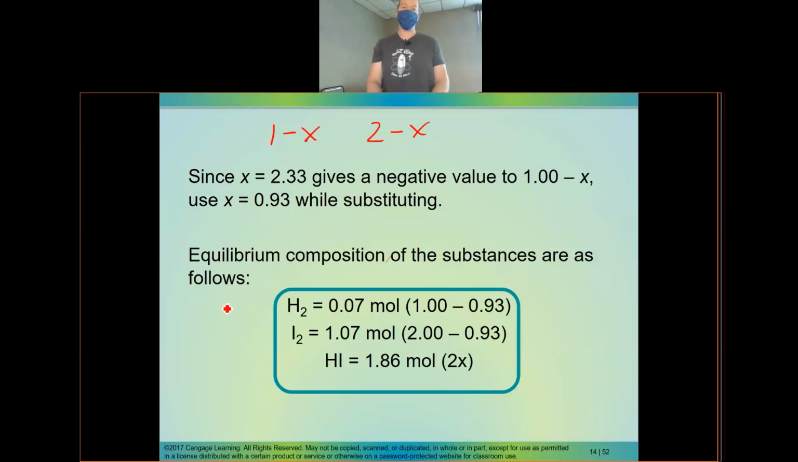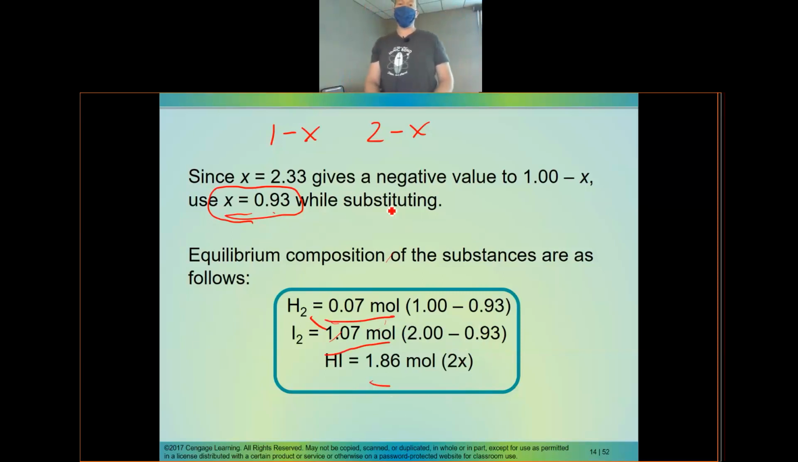When you have your 0.93 and you have 1 minus 0.93, yes, that's a positive answer. 2 minus 0.93, yes, a positive answer. And so that is the X value. The X value is your 0.93. That gives a positive answer for your hydrogen, a positive answer for your I2. Either answer would have been a positive HI answer.